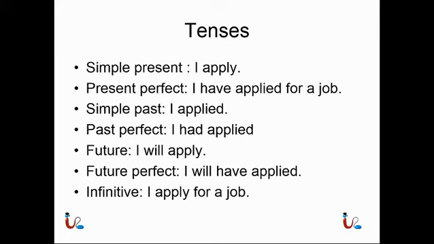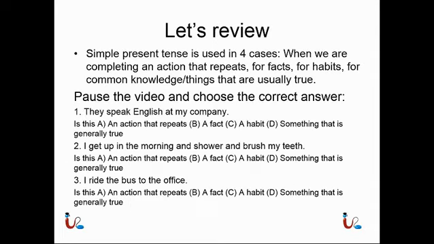So we have 6 tenses: the simple present, the present perfect, the simple past, the past perfect, the future, and the future perfect, okay? Don't worry about the definitions next to it. You'll understand them in a tiny bit. Let's review. There is the simple present tense. This is the first tense that you guys learned.